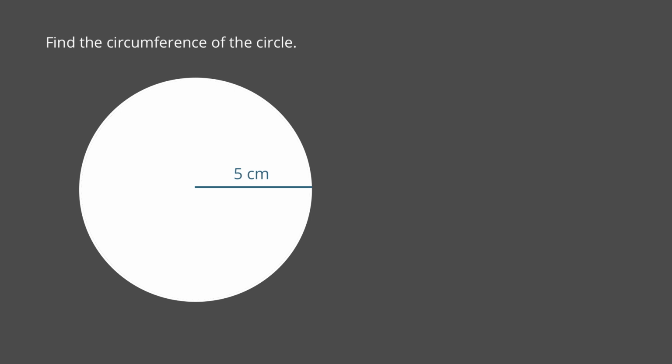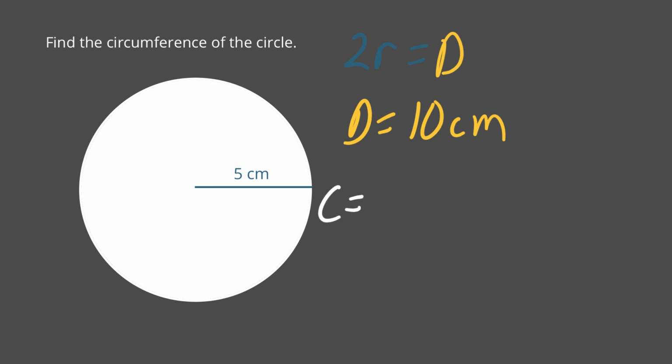Now we have a new example where they're asking us to find the circumference of a circle, but they've only given us the radius. If you remember from the first slide, 2 times your radius is going to give you your diameter, d. So, since we have 5 centimeters, we're going to multiply 5 by 2, giving us a diameter of 10 centimeters. Now, let's find the circumference. We have the circumference C is equal to 10 pi, and then our units, centimeters.